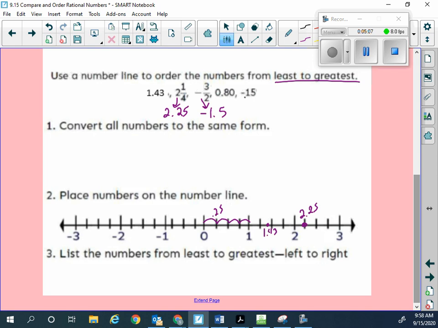Negative 1.5. Where does that go? Between what? The negative 1 and the negative 2. Because remember, the further to the left we go, the smaller the numbers are getting, but they appear like they're getting what? Bigger, so it's backwards when you're in negatives, okay? And then we've got 0.80. Where does that go? Somewhere around right there. And then negative 0.15.